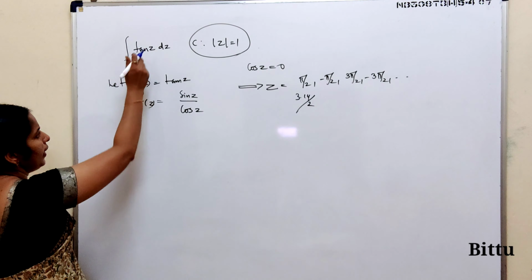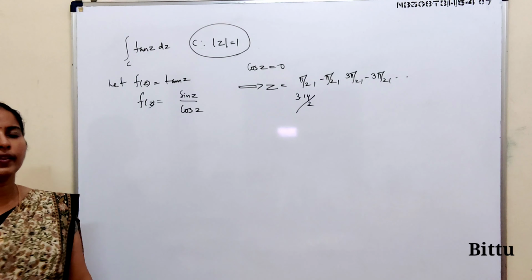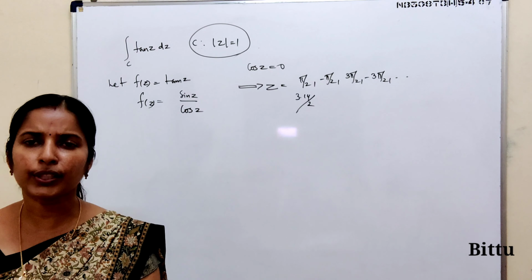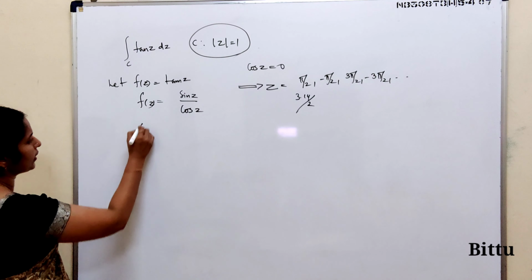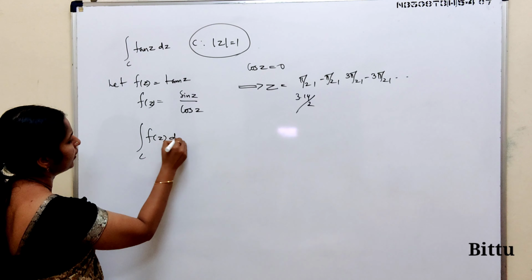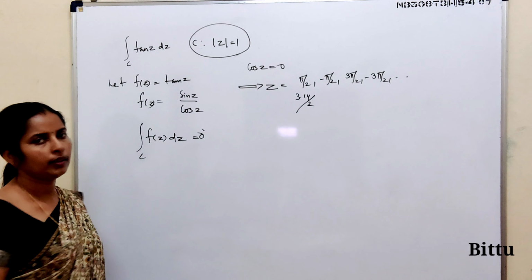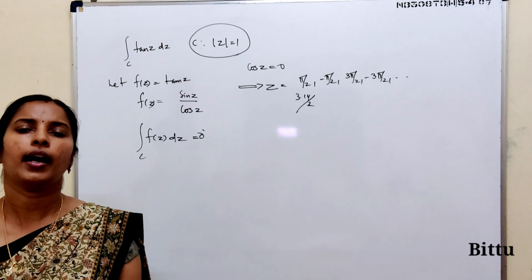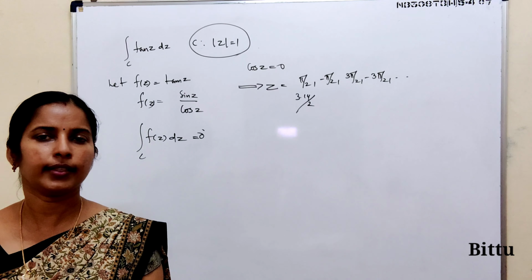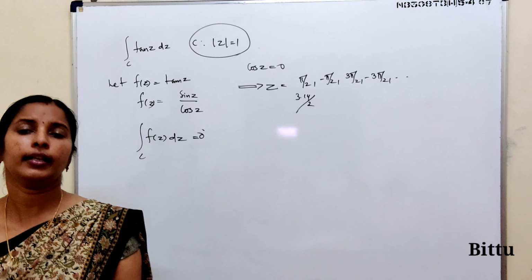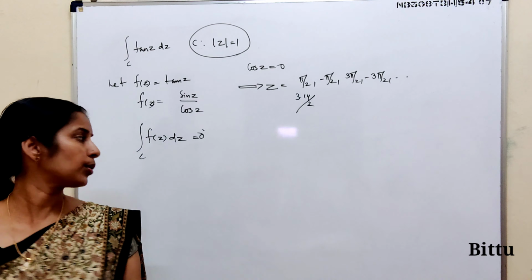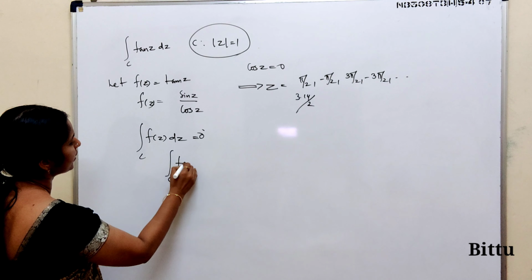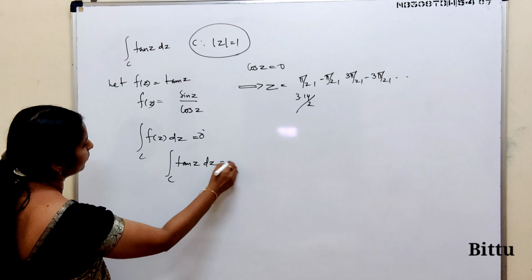That is, f has no singular point within C. That means f is analytic within and on C. So by Cauchy's theorem, the integral over C of f(z) dz is 0. See, in the residue theorem, if all the singularities are outside, there is no residue, and again the integral over C of f(z) dz is 0. Or you can directly apply Cauchy's theorem. So the value of the integral of tan z dz is 0.